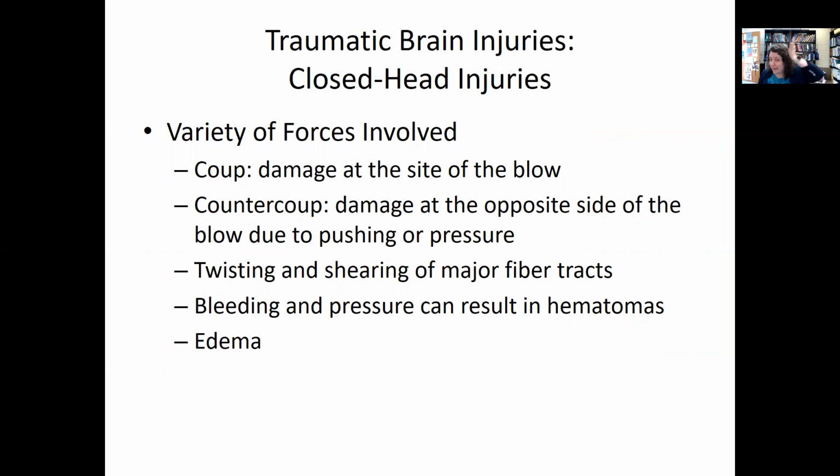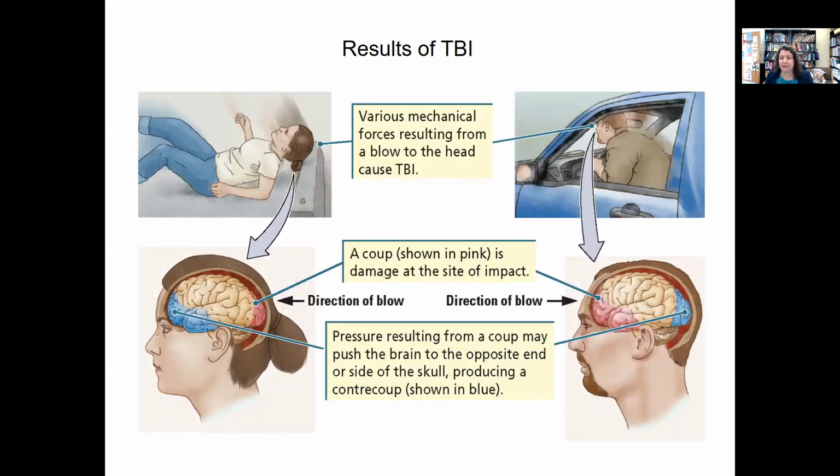But you also have what's called the counter coup. It's going to be over here, because what happens in your brain is your brain's kind of like jello. And so when it is hit over here, it kind of bounces around in the skull. So you're also going to have some damage over here. Because of that bouncing, you can also have twisting and shearing of essentially your neuronal axons. Again, not great. You can end up with bleeding and pressure. You can end up with edema. And this shows what the coup and the counter coup might look like.